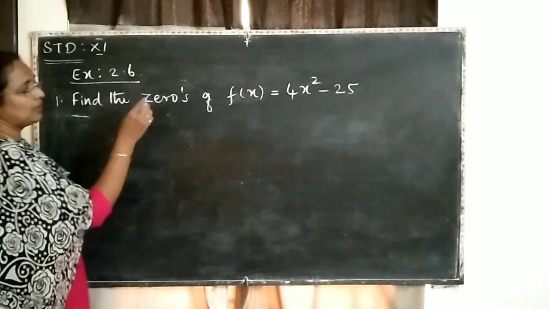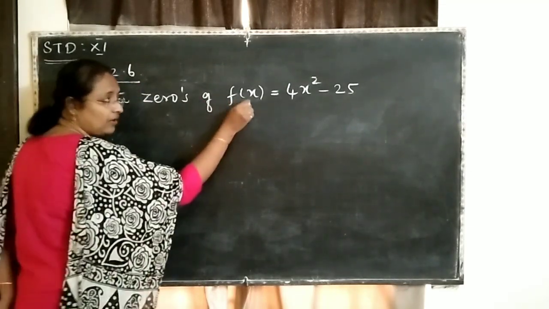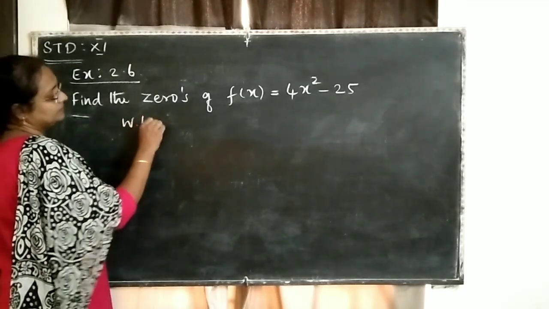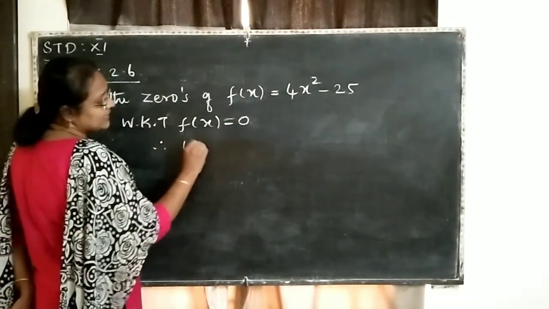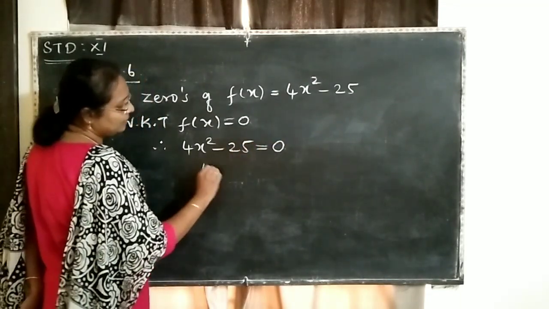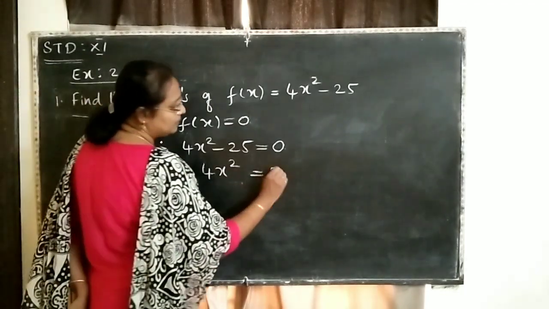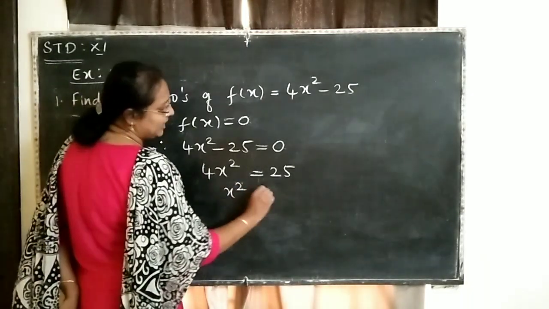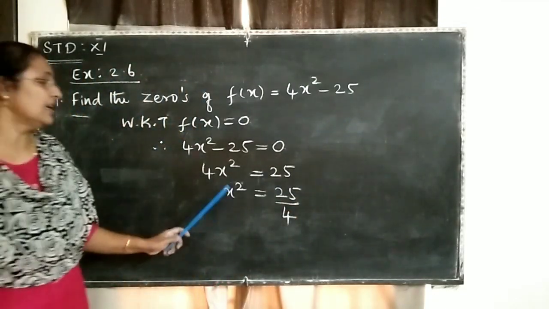In order to find the 0, what we are going to do, because already we know that if you substitute the x value, this f of x will be equal to 0, isn't it? Therefore, we know that f of x is equal to 0. So therefore, 4x squared minus 25 is equal to 0. Yes or no? So now I need the value of x, isn't it? So keep the x alone on the left hand side. Take the 25 to the right hand side. Okay. So now x squared will be equal to 25 divided by 4. x square, isn't it?